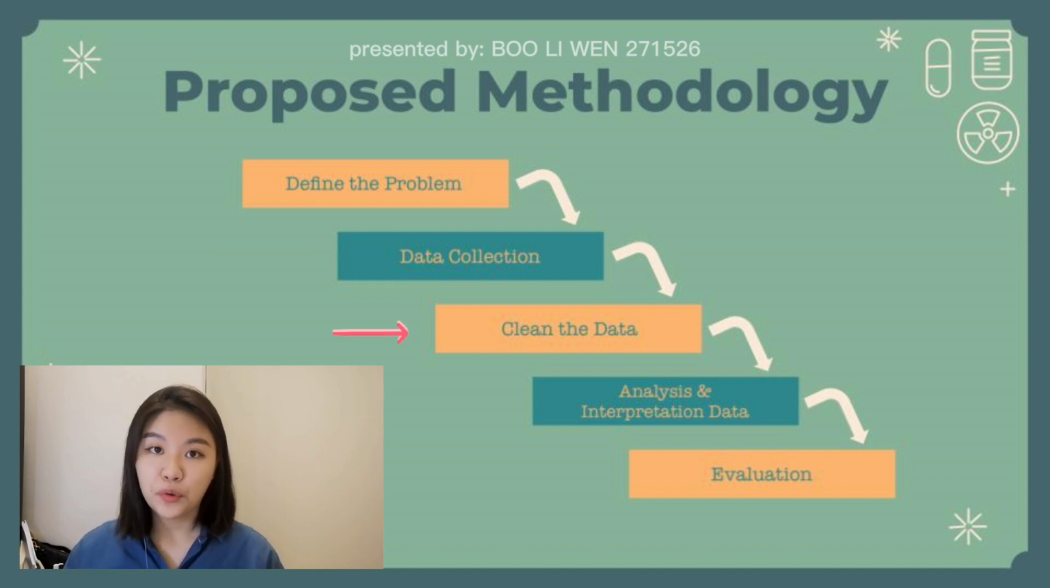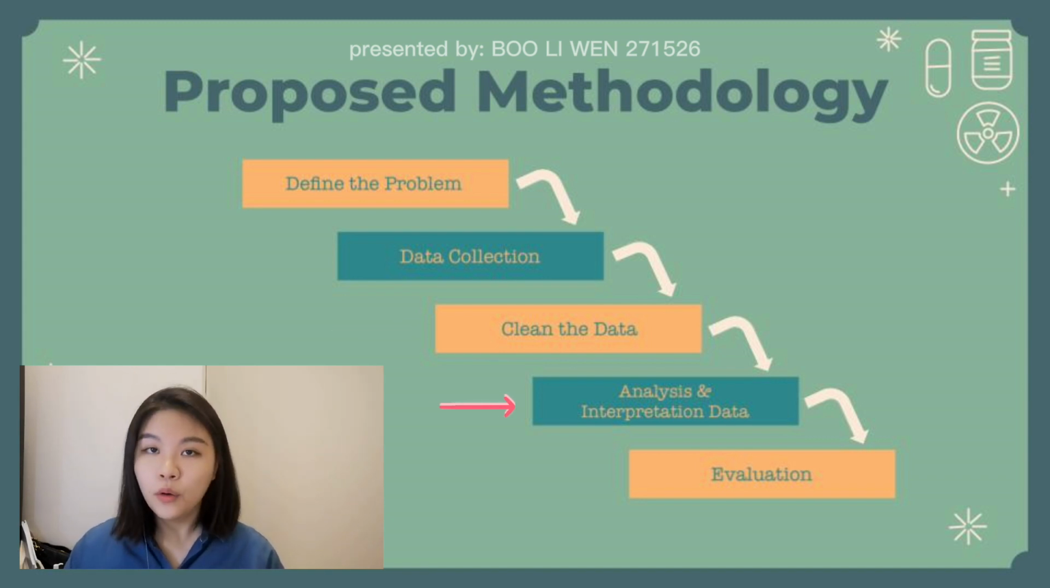Next, we go to phase 3, which is clean the data. In this phase, we start to clean the data which is not related to our topic. It is important for us to analyze and clean the data so that the result is not affected by incorrect data. Next, we go to phase 4, which is analysis and interpretation of data.